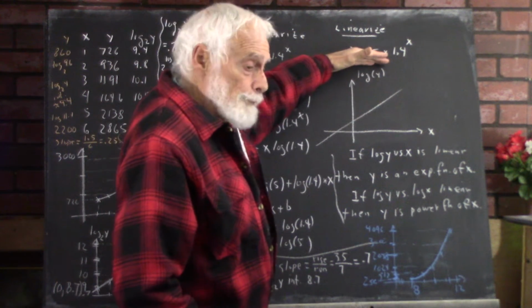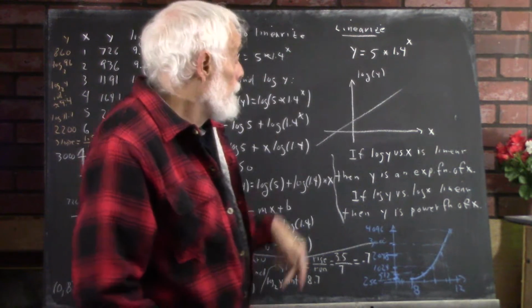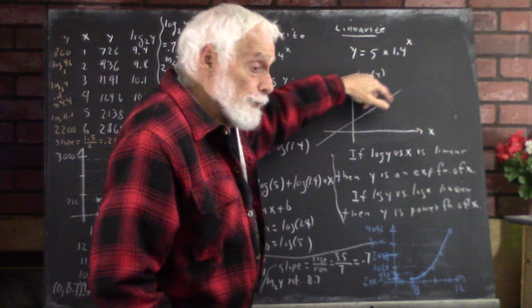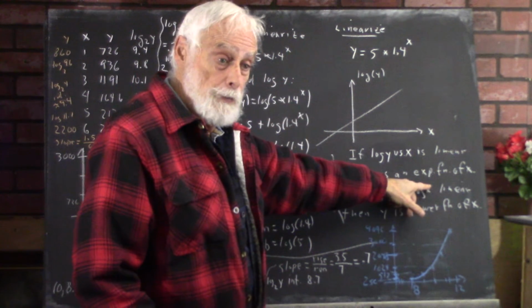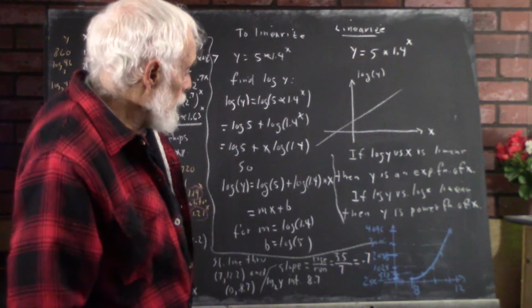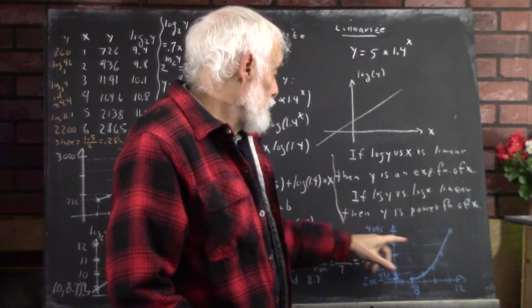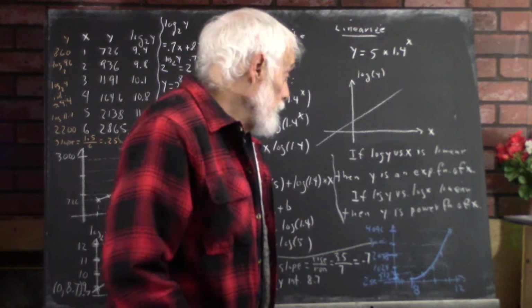in general, if you have a graph of log y versus x, we've seen already that if that graph is a straight line, then y is an exponential function of x. So you can review that in the preceding class. And similarly, if log y versus log x is linear, then y is a power function of x. Okay, so this has already been established.